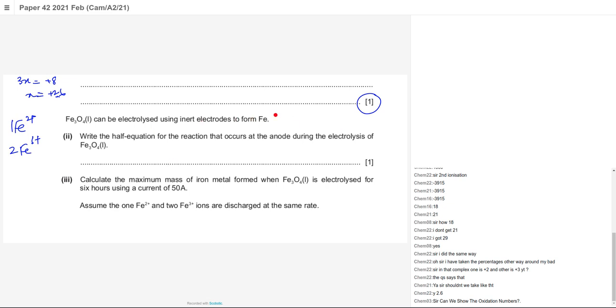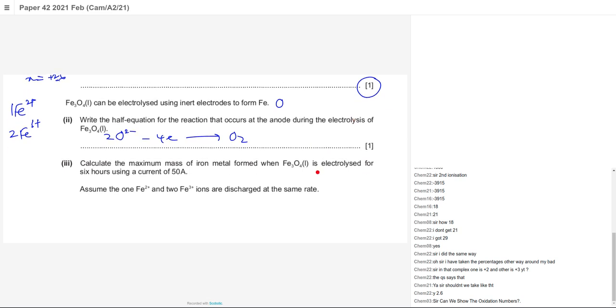So oxygen will, that is O2- gives oxygen, right? So O2- minus 4 electrons gives oxygen. You can also add the 4 electrons on the other side. As for Chem 3, your question, oxidation numbers to show is not necessary. Just 1 mark. With 2 marks, yes, you can show.